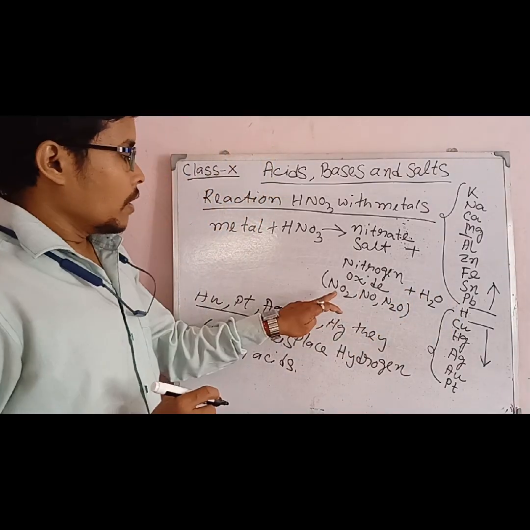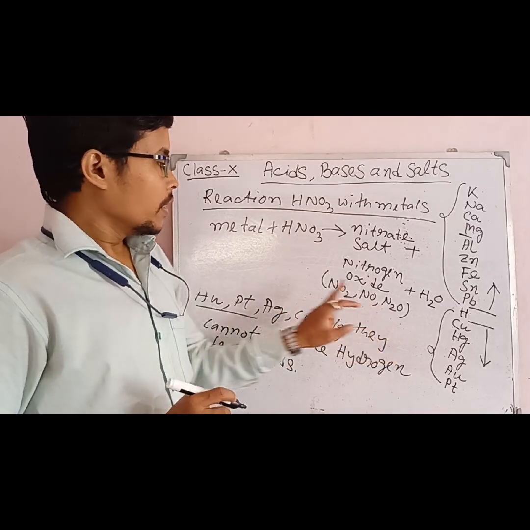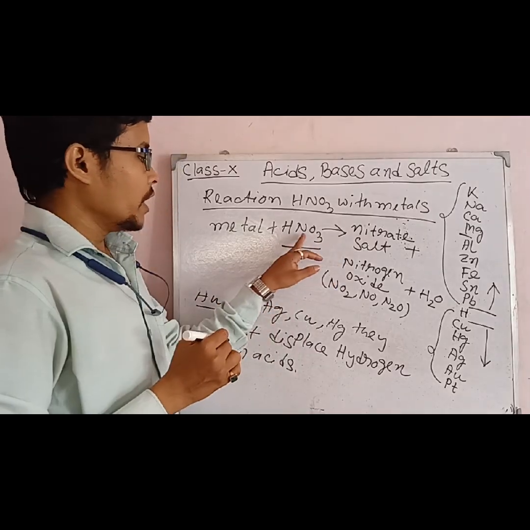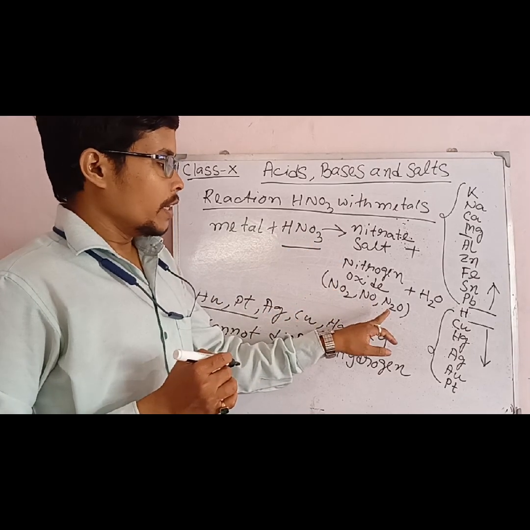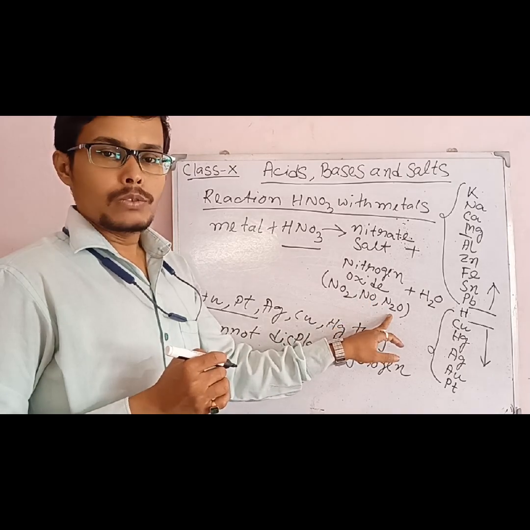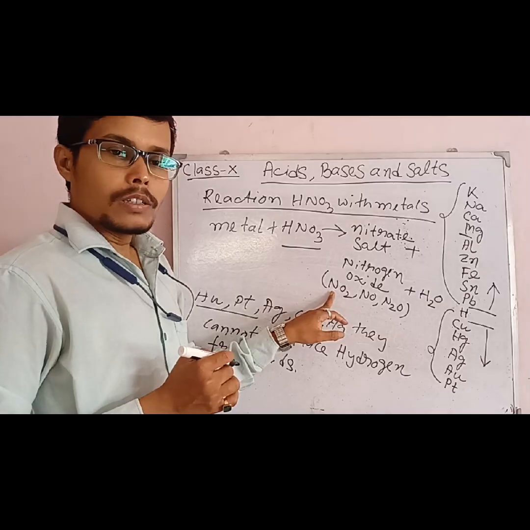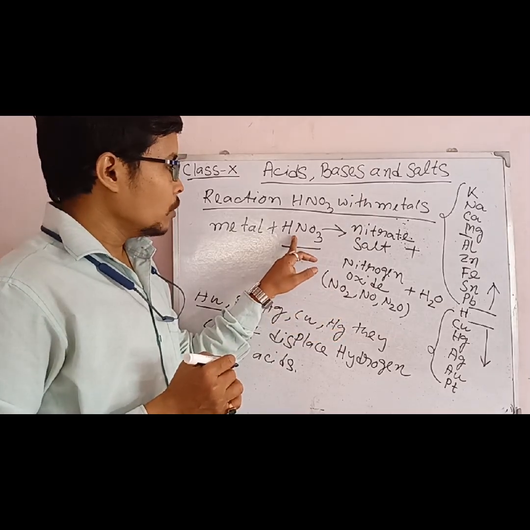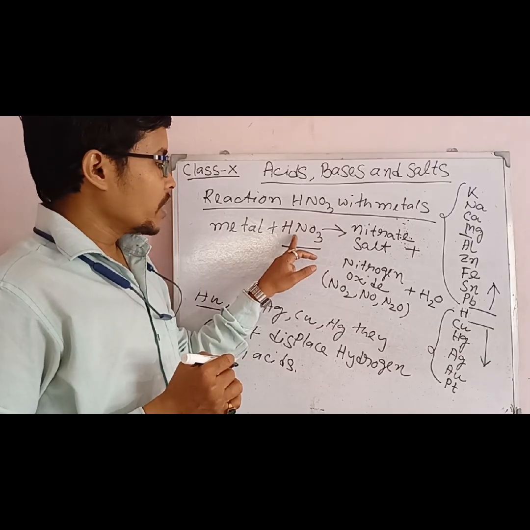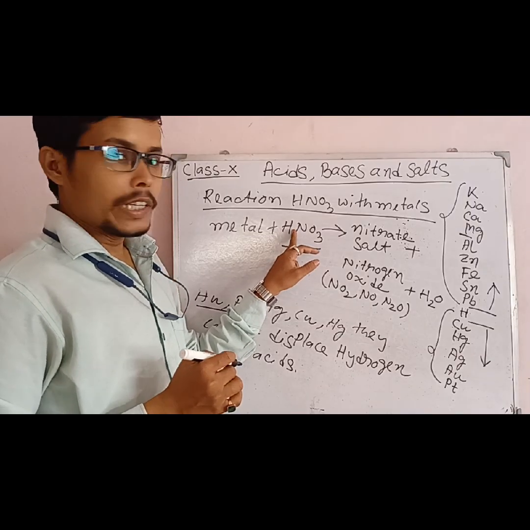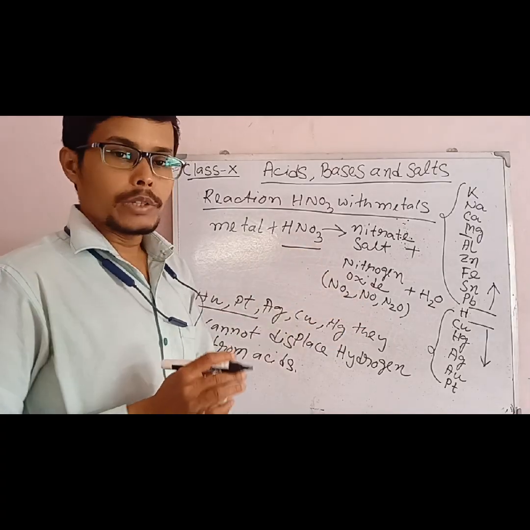So NO2 nitrogen dioxide, NO nitric oxide and N2O nitrous oxide are produced depending on the concentration of HNO3. If we take concentrated HNO3, then NO2 will be produced. If we take dilute HNO3, then N2O will be produced, and if we take a medium concentration, like 40%, 50% HNO3, then NO will be produced.